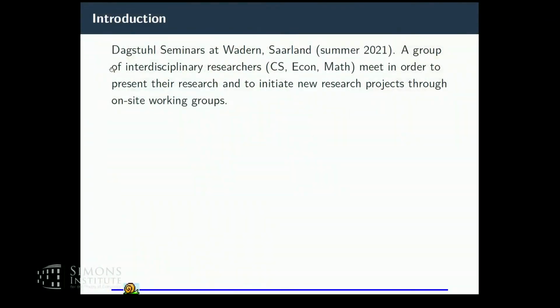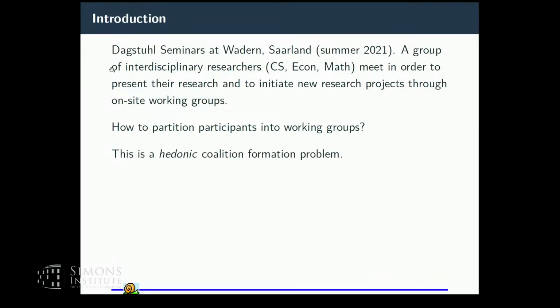And the question is, how do you form working groups? So how to partition the participants into the working groups, also based on the preferences of those participants. And that's basically a so-called hedonic coalition formation problem, and I'm going to talk about that.